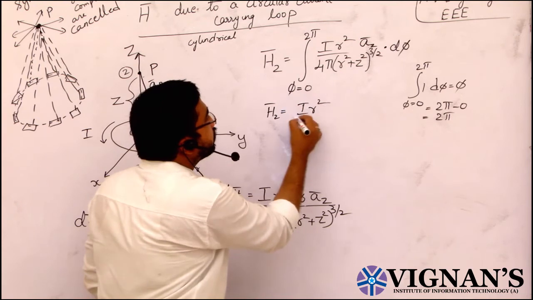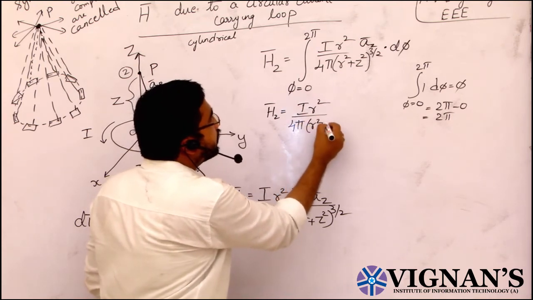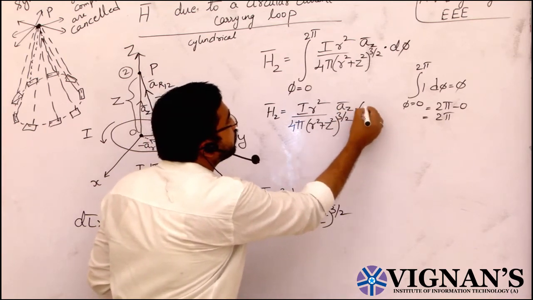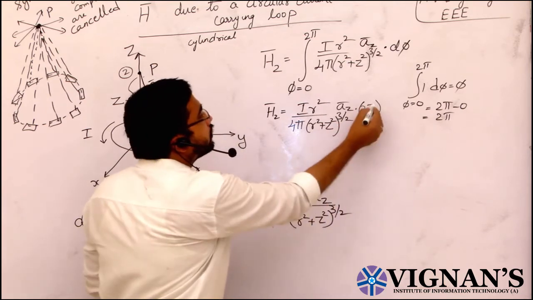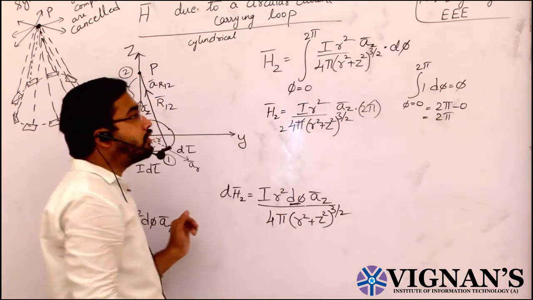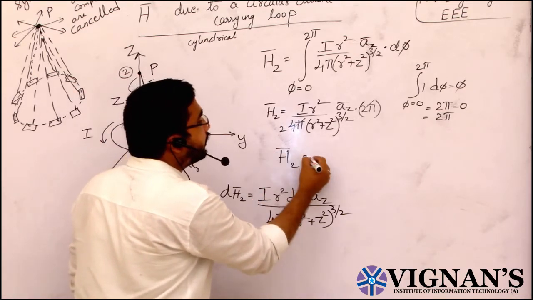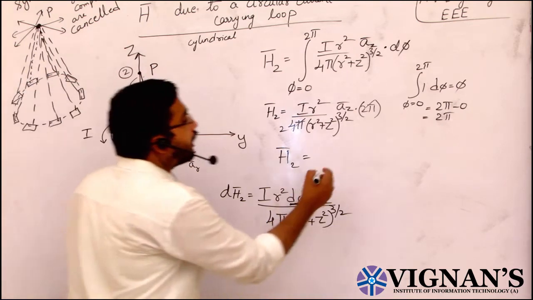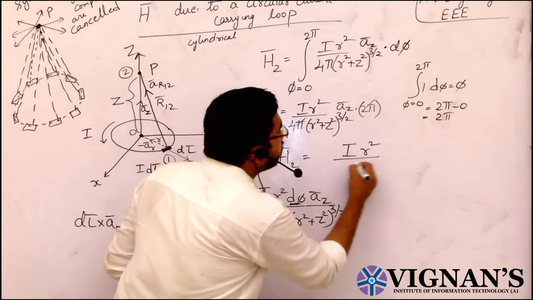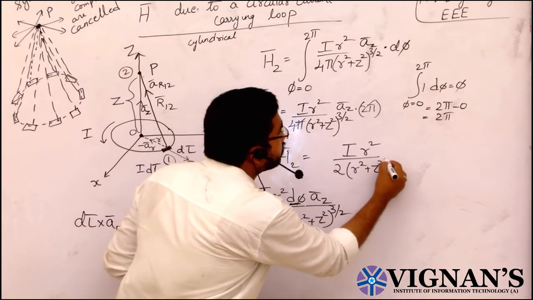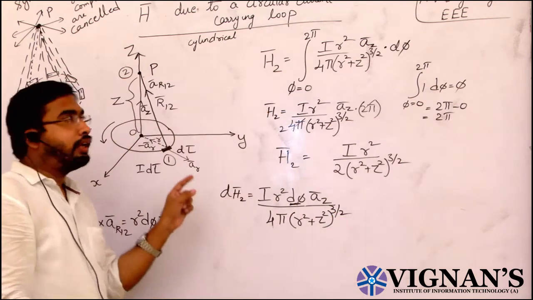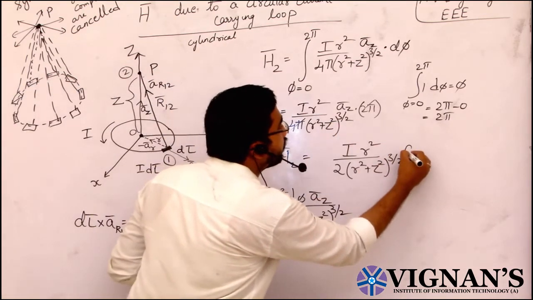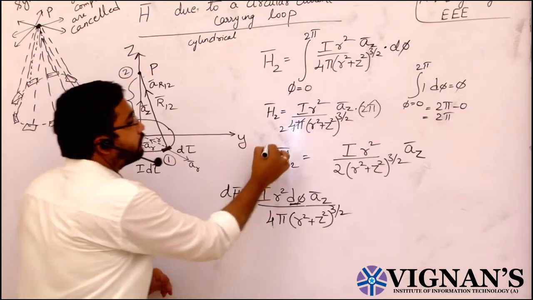So I r square by 4 pi into r square plus z square whole power 3 by 2 Az bar into the left out term, which is 2 pi. Now this 2 pi and 4 pi get cancelled 2 times, and your final magnetic field intensity at this point P due to this complete circular loop is obtained as I r square by 2 into r square plus z square whole power 3 by 2 into, in which direction are you taking this point? You are considering this point on the z axis. So the unit vector that will be left out is Az. Okay, this is the final formula.